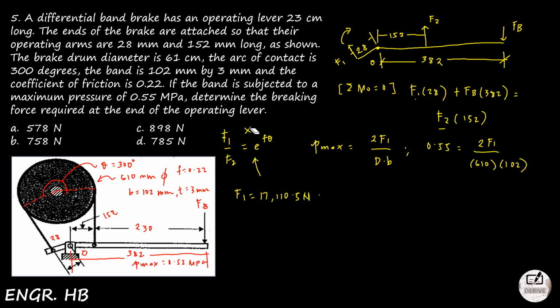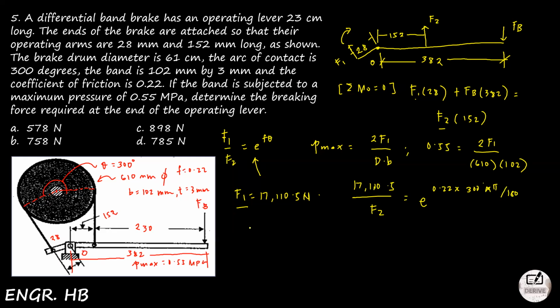So pwede natin gamitin to. So mali pala yung sinabi ko na hindi gagamitin ito. Kumbaga, you can use this by using this Pmax. But you can use this as partner with the torque kasi wala namang given na power in order for us to acquire the torque. Ayan. So, F1 over F2, that will become 17,110.5 over F2 is equal to e raised to f theta. F is 0.22 times 300 degrees times pi over 180.